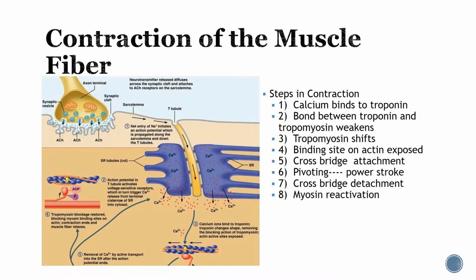Contraction of the muscle fibers. The steps in the contraction are: calcium binds to troponin. The bond between troponin and tropomyosin weakens. Tropomyosin shifts. The binding site on actin is exposed. Cross-bridge attachment. You have pivoting or power stroke. You have the cross-bridge detachment and the myosin reactivation. From step 5 down is also known as the sliding filament theory.